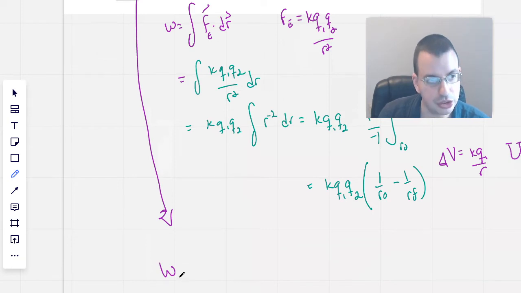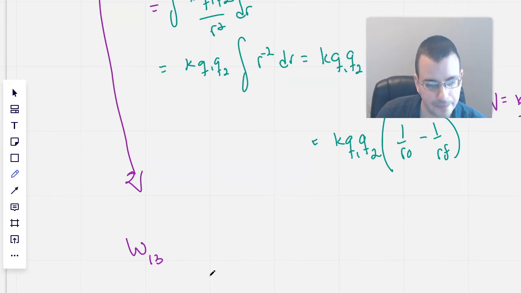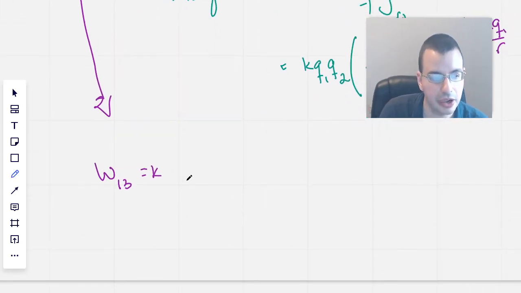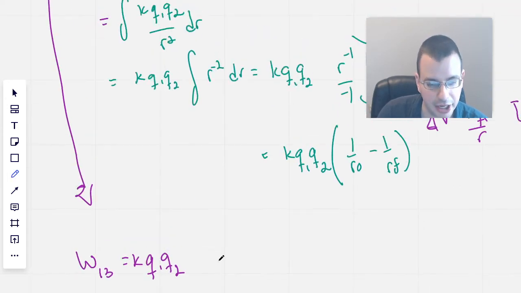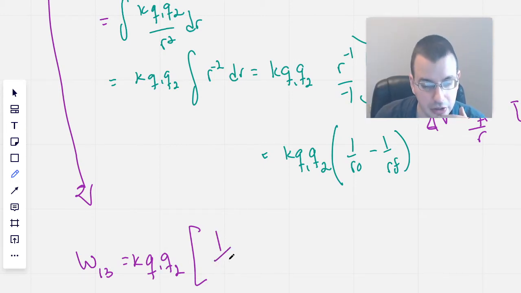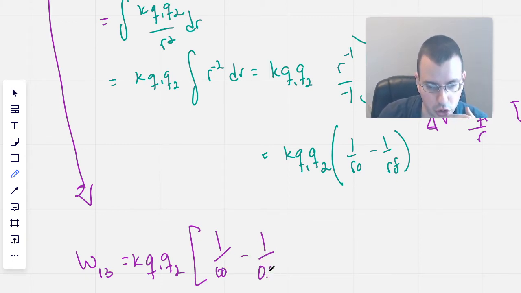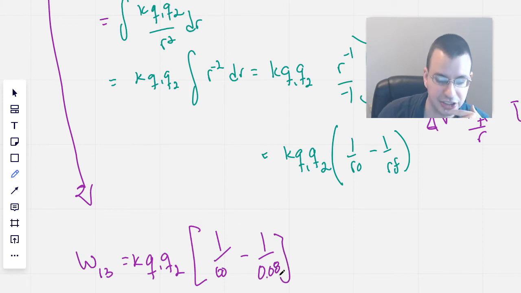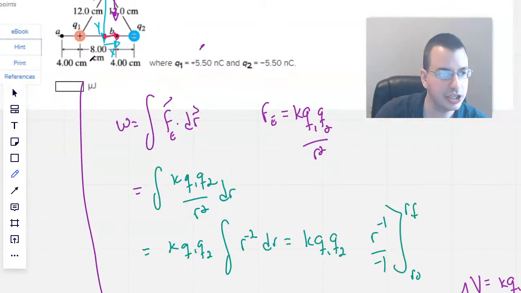Work due to, I'm going to call this W1,3, due to charge 1 on 3, will equal k Q1 Q3 times 1 over R initial, which will be infinity, so 1 over infinity, minus 1 over 0.08, because the final radius is going to be 8 centimeters, which is 0.08 meters.